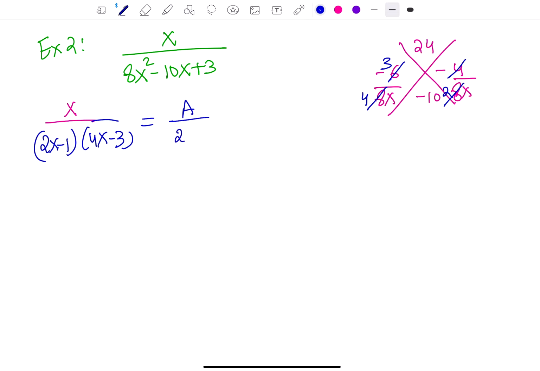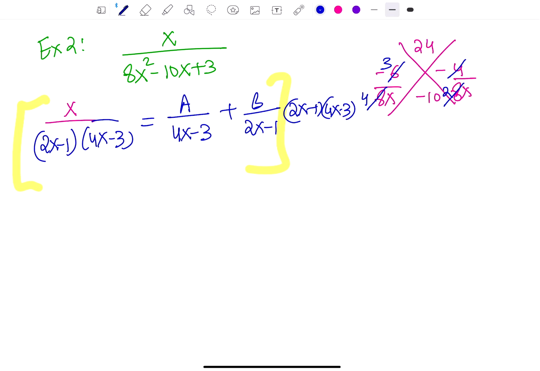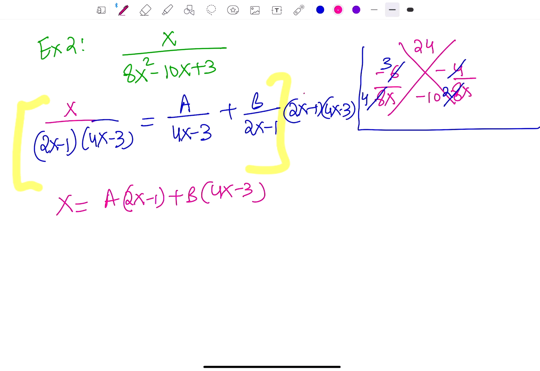Again, two linear factors, so I'm going to set them up. We can write any factor first, it does not really matter. A over 4x minus 3 plus B over 2x minus 1. Multiply both sides of this equation by the denominator, which is 2x minus 1 times 4x minus 3. Right, and that's going to leave us with only x on the left-hand side, and A times 2x minus 1 plus B times 4x minus 3 when we distribute.